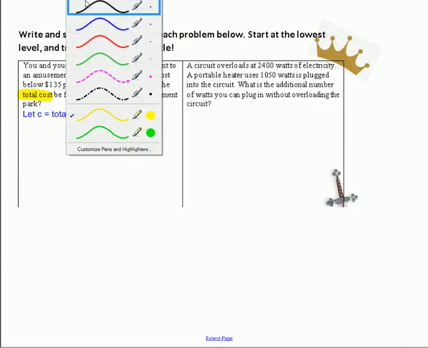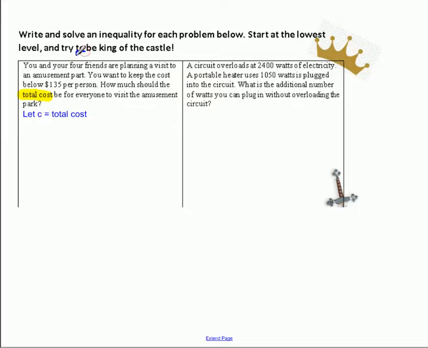So you and 4 friends. How many people is that? That's 5 people going to the amusement park. You want to keep the cost below $135. Below means less than. Okay, but if I'm looking for the total cost and each person is paying $135, the per person is also giving me kind of a clue. I'm going to take that cost and split it amongst my 5 friends, me and my 4 friends. That way, each one of us should only be paying about $135.